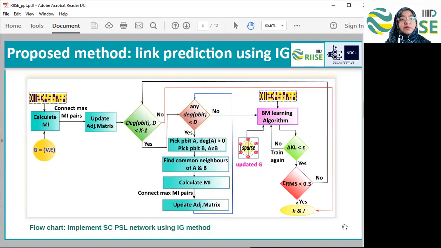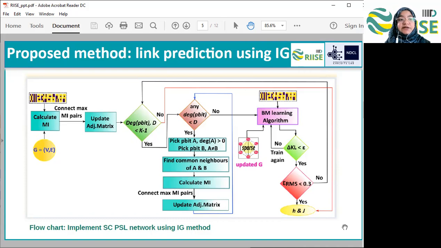Now the pbits will form new connections based on the degree of any pbit in G. For a fully connected network, the maximum value for D can be k-1 for every pbit. The condition here is that all the pbits should have a degree greater than or equal to D. If not, we pick a pbit A that has a degree greater than 0 and pick another pbit B and try to find the possibility of connection between them. For A and B, mutual information is calculated given their common neighbors and the adjacency matrix is updated. This process is repeated until the minimum degree criteria is satisfied.